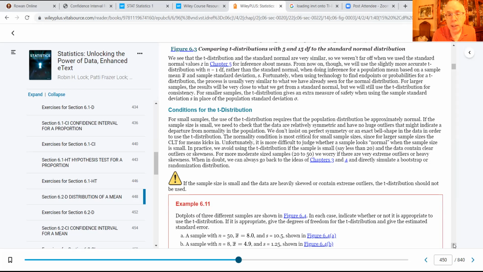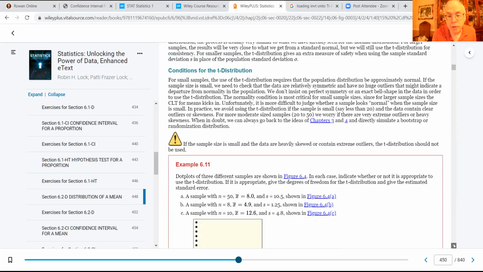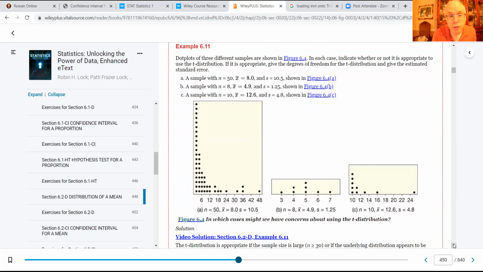Bell-shaped, let's put it that way. If the distribution is not bell-shaped for the population, if it's skewed left or right, then we have to make sure that the sample size is at least 30 to basically construct our confidence interval. All right, so, for example, here are dot plots of different samples of different sizes. Here's a sample size 50.